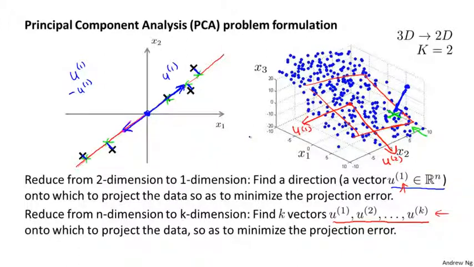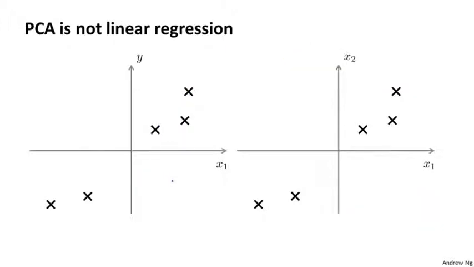Finally, one question I sometimes get asked is, how does PCA relate to linear regression? When explaining PCA, I sometimes end up drawing diagrams like these, and that looks a little bit like linear regression. It turns out PCA is not linear regression, and despite some cosmetic similarity, these are actually totally different algorithms. If we were doing linear regression, on the left, we would be trying to predict the value of some variable y given some input features x. And so in linear regression, we're fitting a straight line so as to minimize the squared error between a point and the straight line.